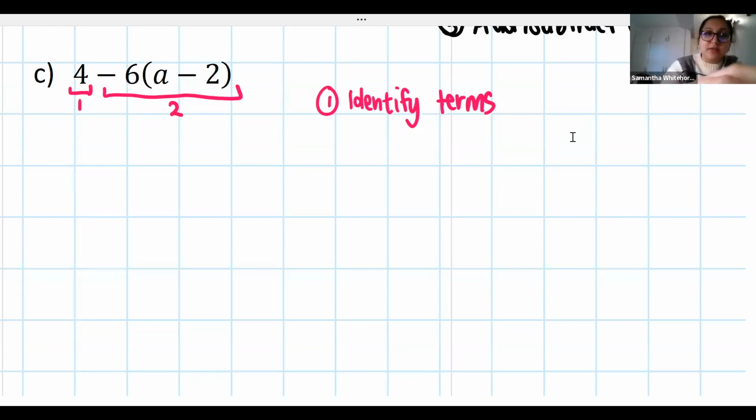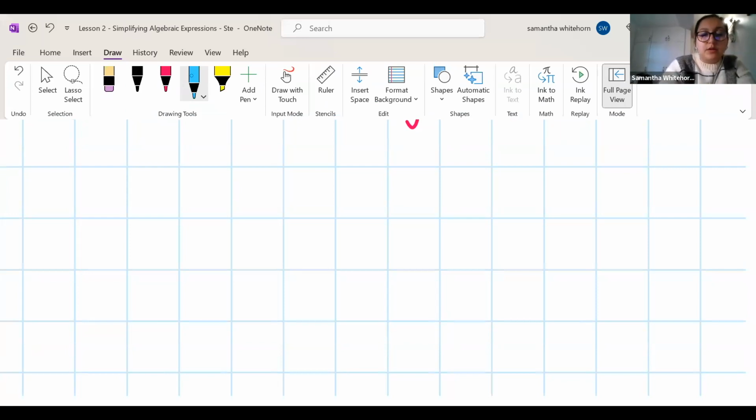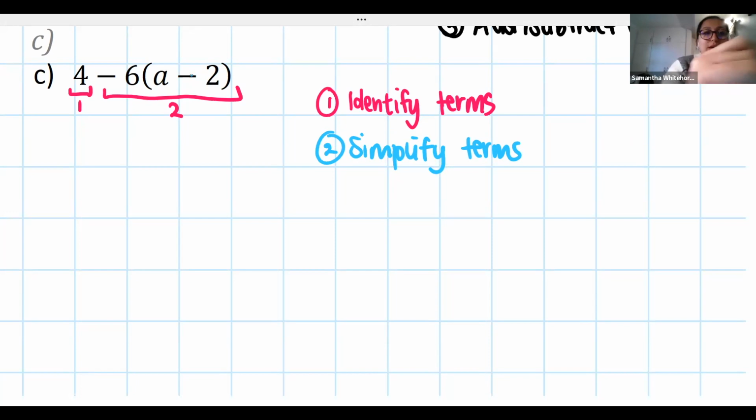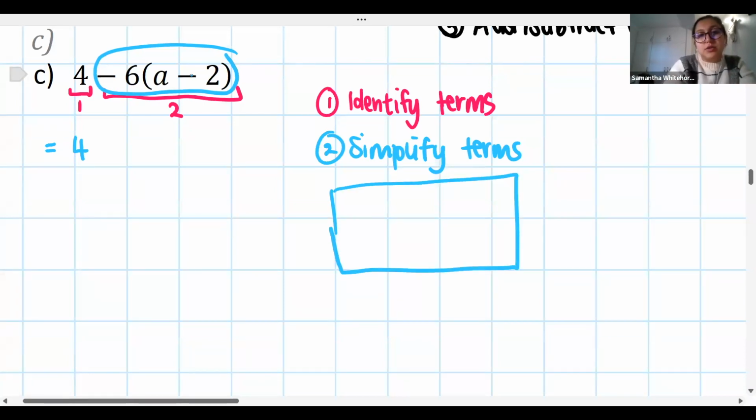Remember, once we've identified our terms, we go and simplify our terms. Now, as you can see, the 4 is just 4. I can't do anything with 4. 4 is a number, that's it. So that first term doesn't do anything. It's going to stay 4 for now. And now I move on to the second term. The second term does need to be distributed.